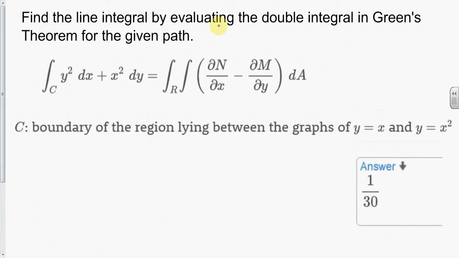So find the line integral by evaluating the double integral. I think in the book it says compute both. I'm just concerned about computing the double integral. If you get the answer for the double integral, just put that answer for the line integral. It's still the same thing, right?